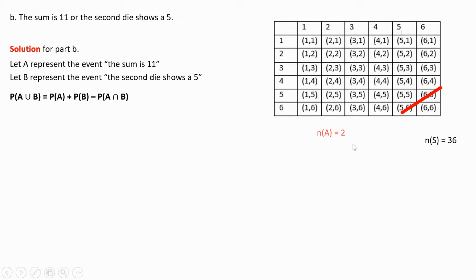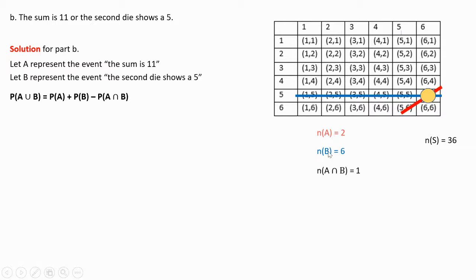Now then we let B represent the event that the second die shows a 5. This is my first die, this is my second die, so the one that shows a 5 on the second die will be this one here. You see those right there? You see all of them, the second die shows a 5. So there's going to be 1, 2, 3, 4, 5, 6. Now, where do they intersect? Wouldn't it just be right there? That's where they intersect. So it's only going to be 1.